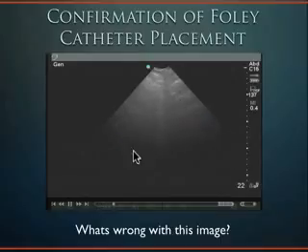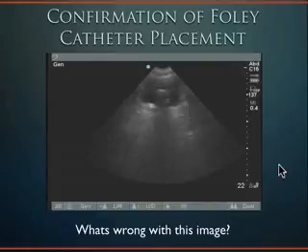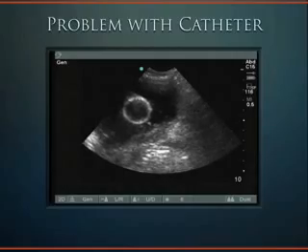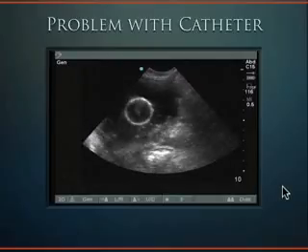But what's the problem with the image? The depth is down to 22, right? So we need to decrease the depth. So we go ahead and do so. Here we've decreased our depth to 10 centimeters. And now the patient still complains of urinary retention, that the Foley's not putting out urine. And so we said the next step is to just change the Foley catheter, right?